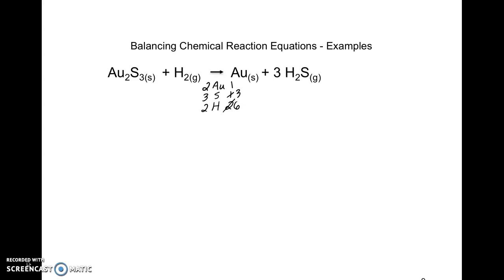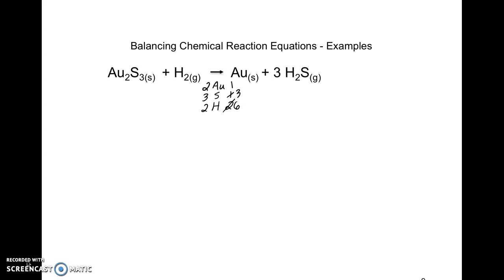So I'm going to start with that H2S, hydrogen sulfide, because it's a compound. So I want to start with it. I put a 3 in front of it. That says I have 3 H2S molecules. So now I have 6 hydrogens on the right and 3 sulfurs. And you note I cross out the original number I had because I've changed it now with a coefficient.